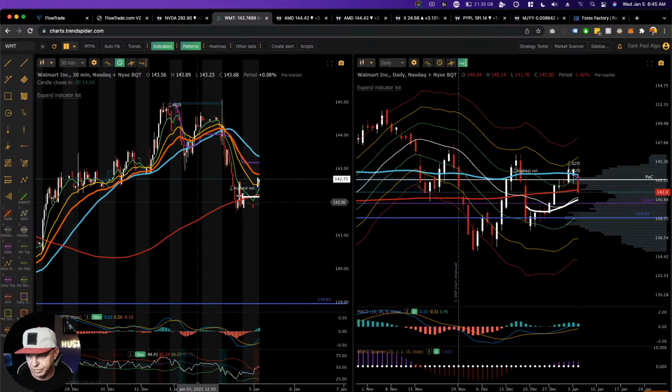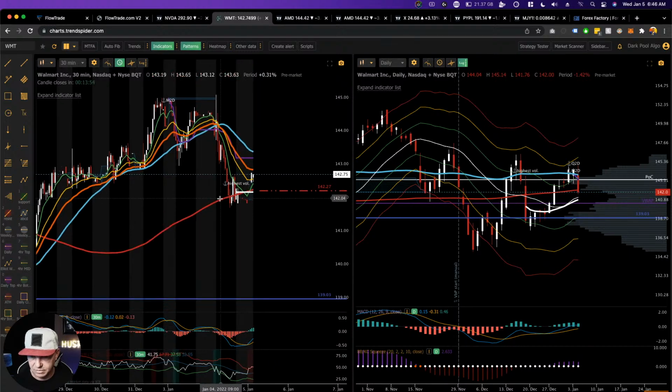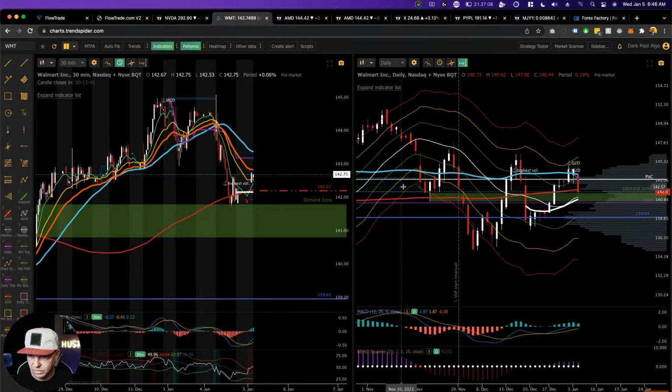It's a pretty big downside move. So like I said, if Walmart breaks 142.27, which is the 200 SMA on the 30-minute chart, it's kind of in a little demand zone. It's an older demand zone there. It's an old school one, right? We bounced right down there and touched it. As far as supply zone goes, there's a supply zone right here.